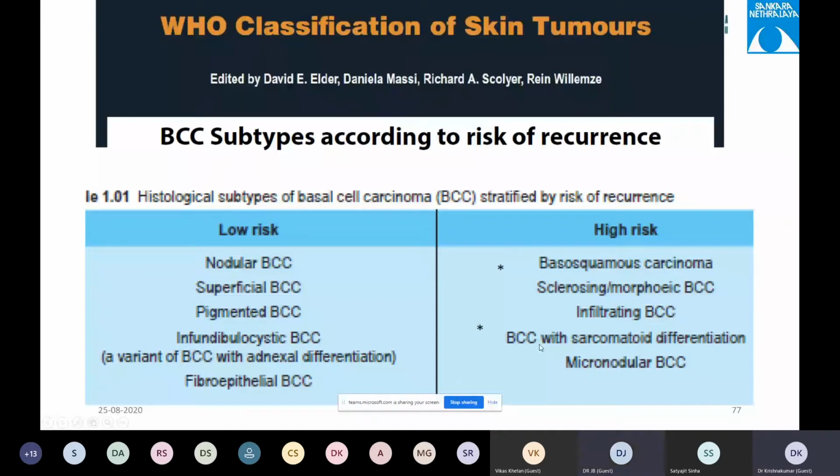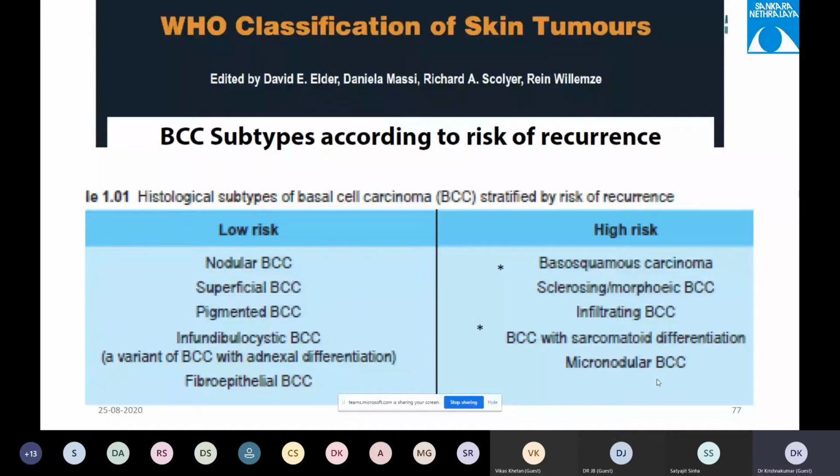So next time you go to an exam, if they ask about basal cell carcinoma, you must remember whether it is low risk or high risk. In your practice also, when a pathologist tells you basal cell carcinoma, don't stop. Ask them under which category it belongs. Is it low risk BCC or high risk BCC? Because the treatment and approach are slightly different.